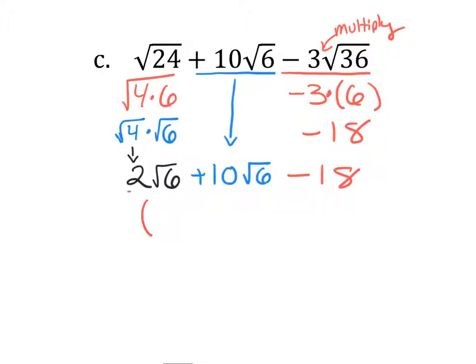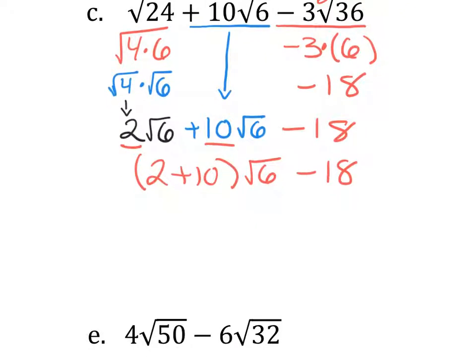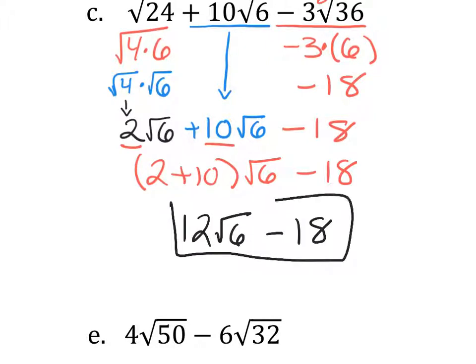So we can add together those numbers out in front. And the minus 18 just has to stay there because it doesn't have a square root 6, so it can't join in on the fun. And we can add the 2 and the 10 together to give us 12 square root 6 minus 18. And since no more terms have the same number under the square root, that would be as far as we can go.